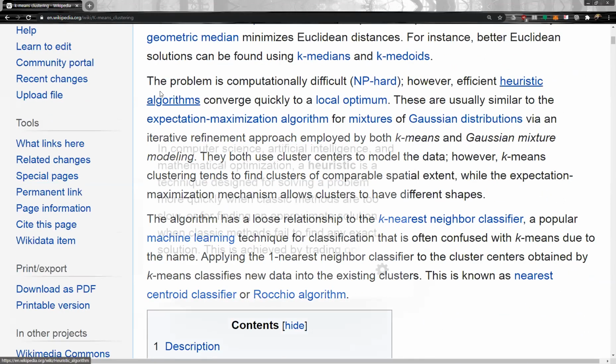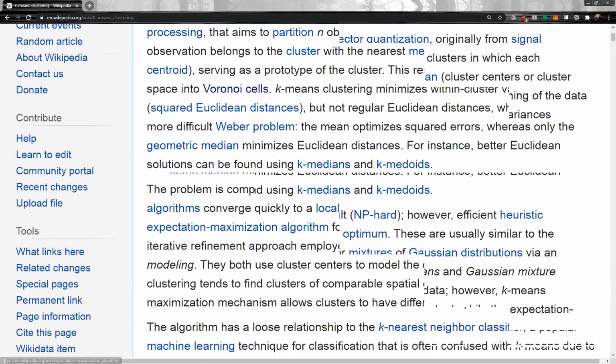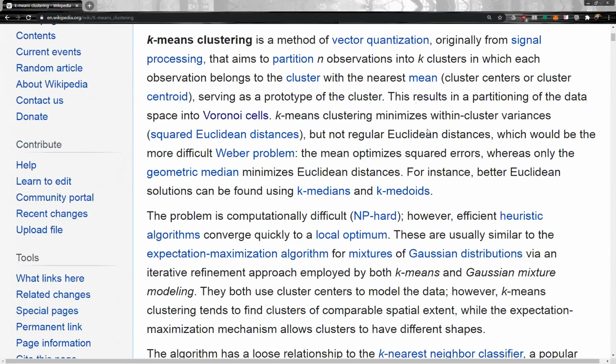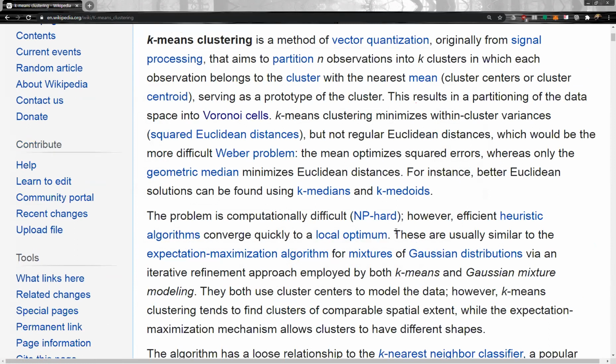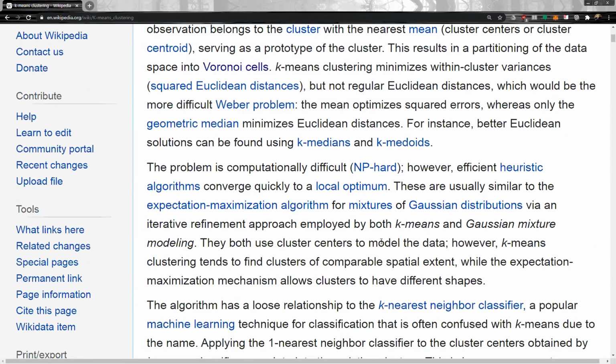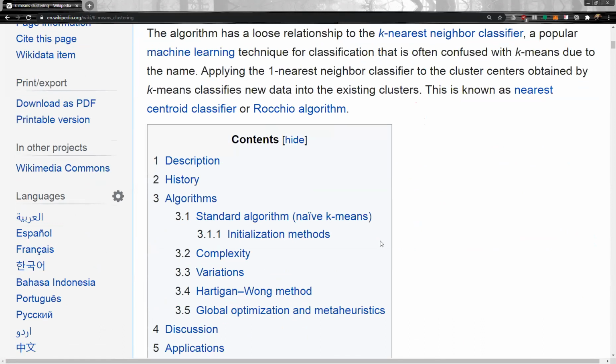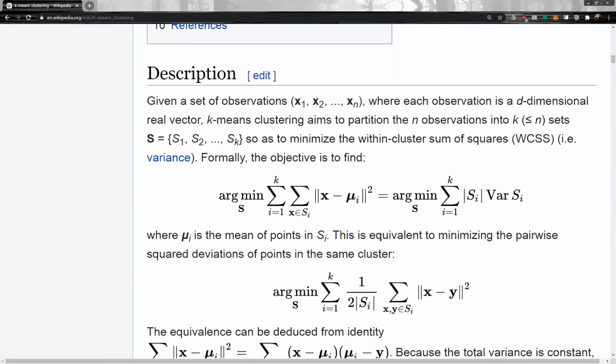So the problem is computationally difficult. This k-means clustering, basically clustering, segmenting, partitioning the data, is computationally difficult. However, fortunately, we have an efficient heuristic algorithm that converges quickly to a local optimum. We will discuss this heuristic method shortly. Anyway, let's skip the rest.